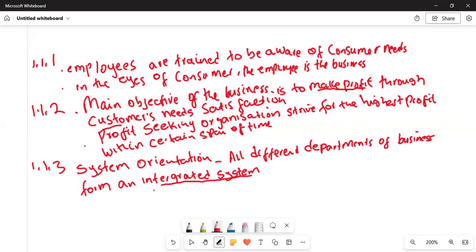We can talk again about the production department. The production department can consult the marketing department about the needs of the customers, so that the products they produce are the products that are needed in the market. With the help of the marketing department, which goes out to do research, the production department can produce the products that are needed. That is the integrated system of all different departments. They need one another. That is system orientation. So that is why we are saying that we will do what?